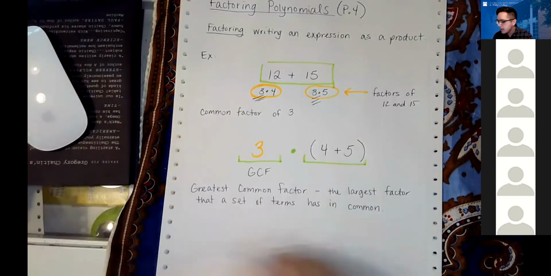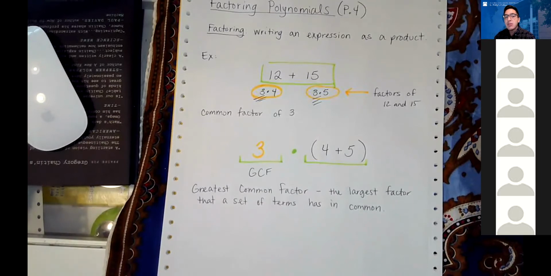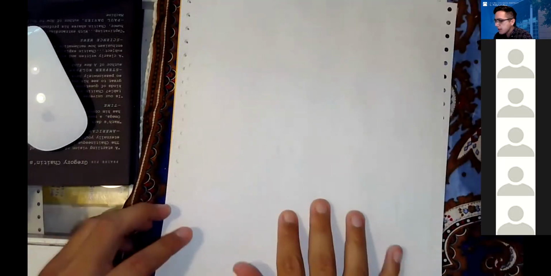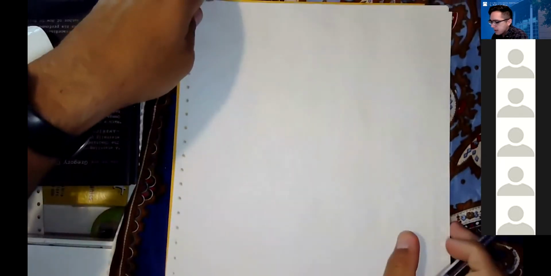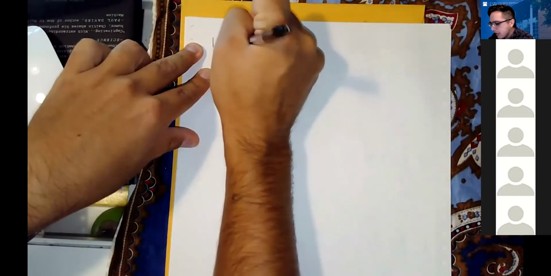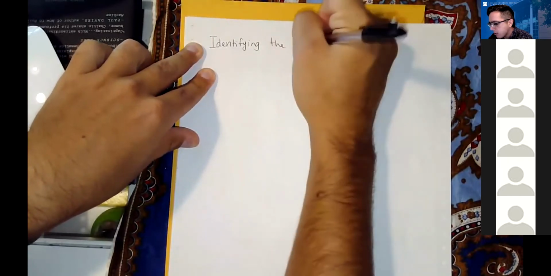Okay, so let's turn our attention to our first polynomial example, and then we will examine what is the greatest common factor from a set of terms in a polynomial. Okay, so some polynomial examples. Let's just begin by identifying the GCF, or the greatest common factor.